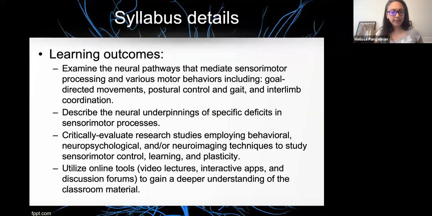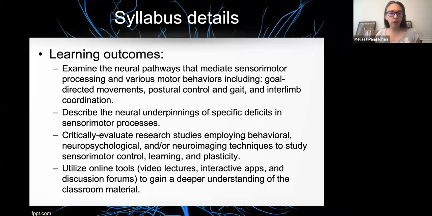Okay, so let's dive into the syllabus just to keep the class moving on. The learning outcomes for this class are so that you will understand sensory motor processes and the different types of motor behaviors, including goal-directed movements, postural control and gait, and interlimb coordination with respect to the neural pathways that underlie those skills. We're going to describe the neural underpinnings of specific deficits in sensory motor processes.